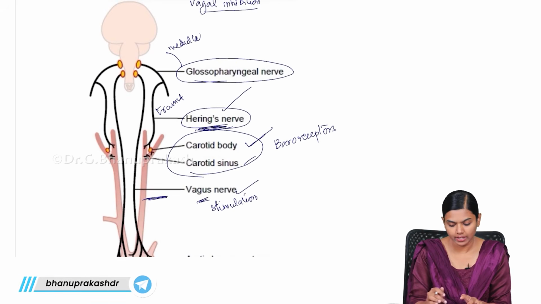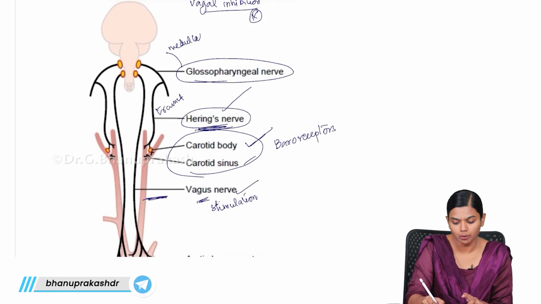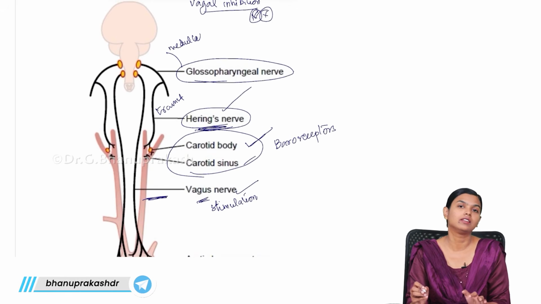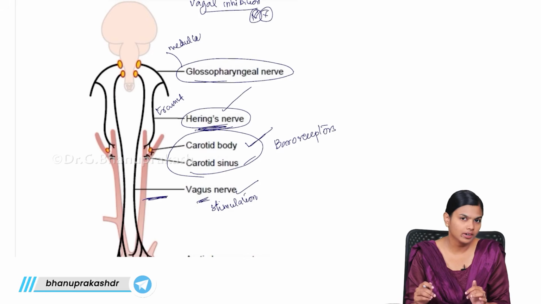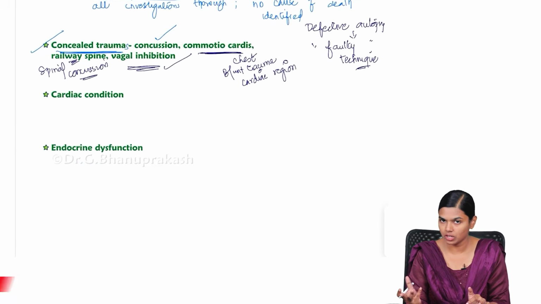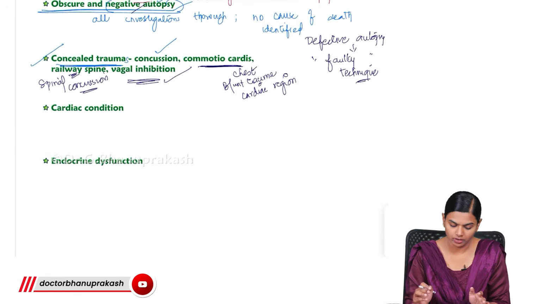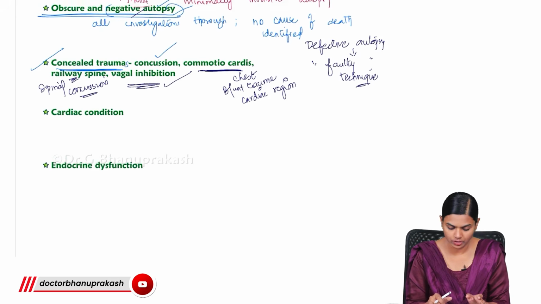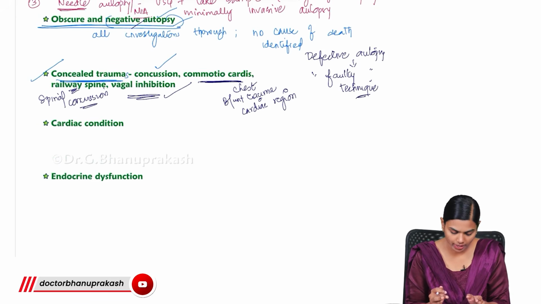So this vagal inhibition is something very important in forensic medicine, and this is the reason for a lot of sudden deaths, and in these cases we won't be able to identify anything. Postmortem, no matter what investigation we do, nothing will be there. So this is one such important condition which gives a negative autopsy.